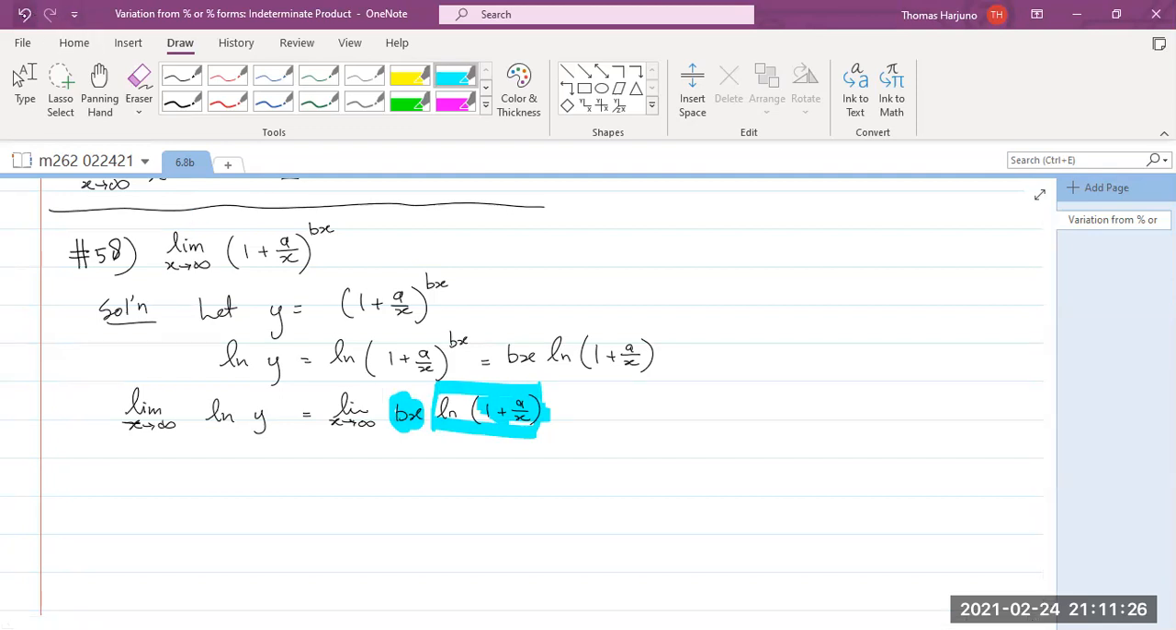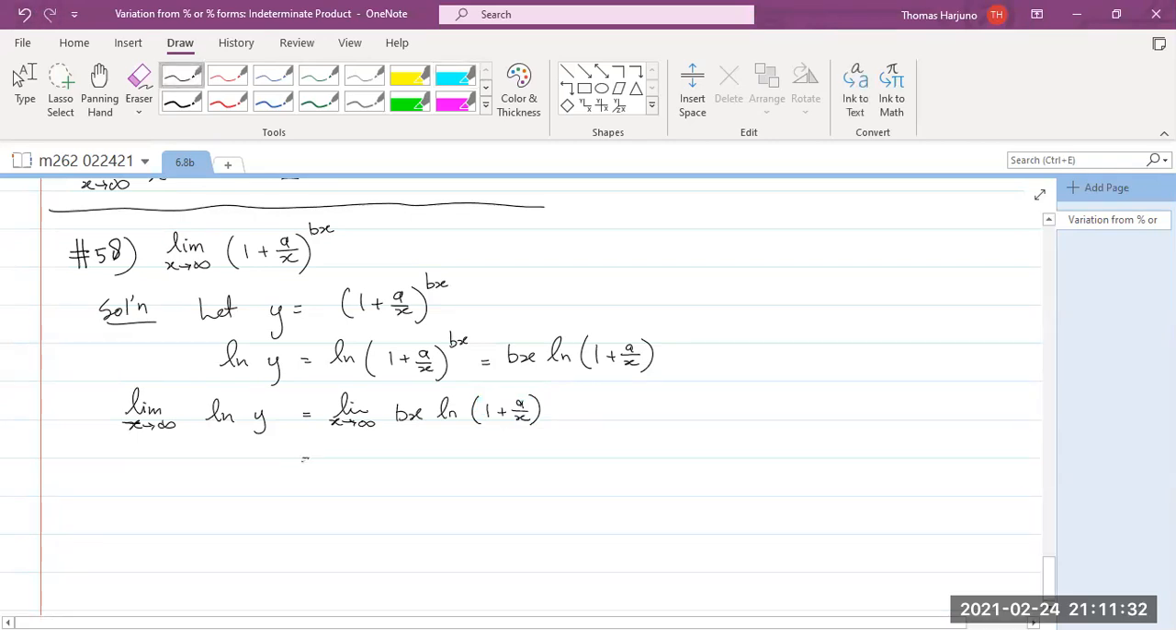I definitely can bring the b out. So let me take the b out. At the same time, I will rearrange the x to the denominator. Let me mark it. This is the b. Now it's here. And on the numerator, I have the natural log of 1 plus a over x, over 1 over x. While on the left-hand side, we have the natural log of the limit now.